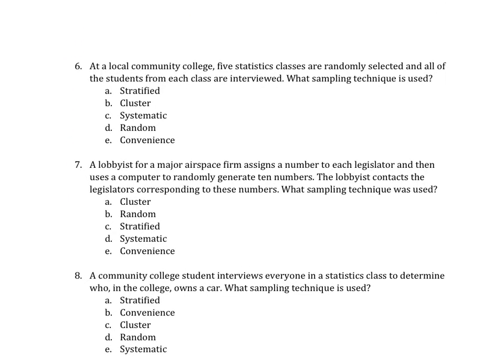Okay, number 6, a local community college. 5 statistics classes were randomly selected, and all of the students from each class were interviewed. Which sampling technique is used? So we talk about classes, which are groups. So again, the two that divide into groups are either stratified or cluster. And then here we are randomly selecting classes and taking all of the students from each class that's chosen. That's going to be cluster, which would be letter B.